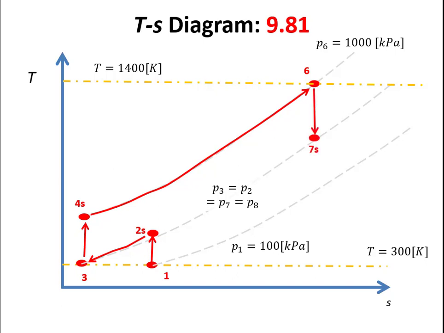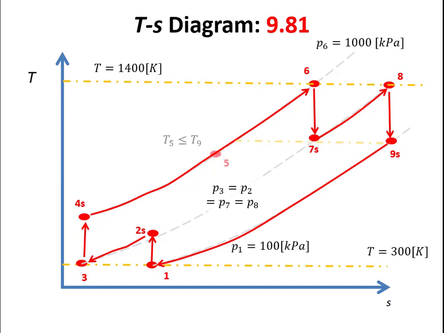So now I go through an ideal turbine from state 6 to state 7 to this intermediate pressure. And then I'm doing reheat, so I heat my fluid back up to the same temperature it was at 6. And then I go through my second ideal turbine. And then my fluid cools all the way down to state 1.